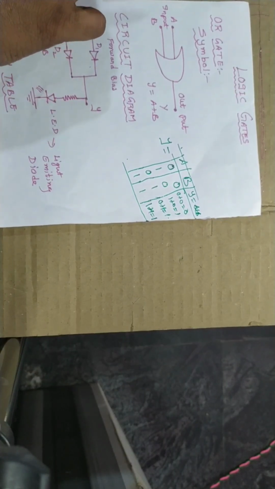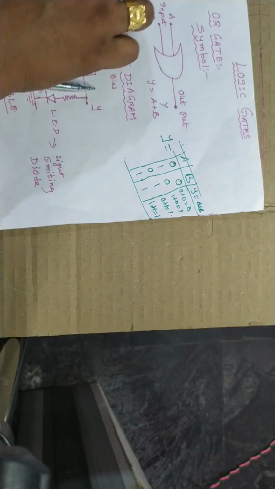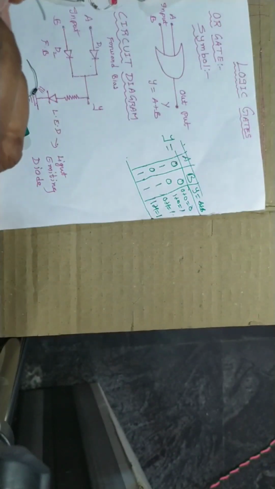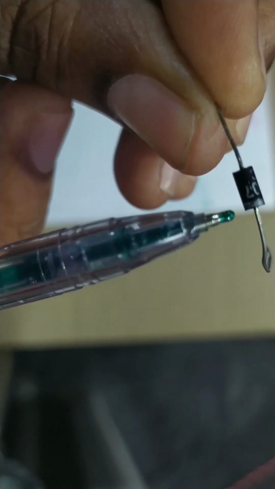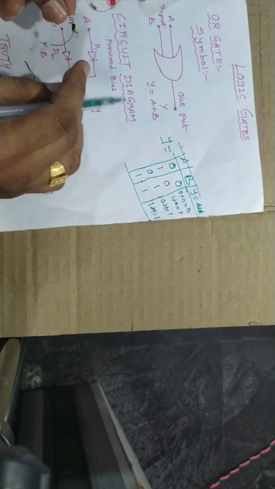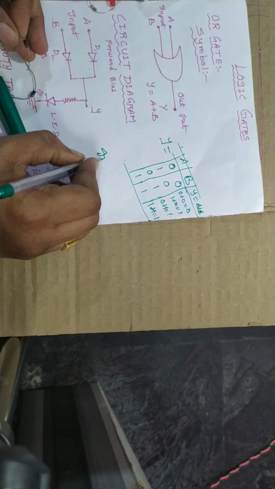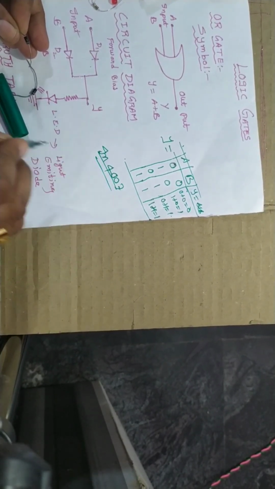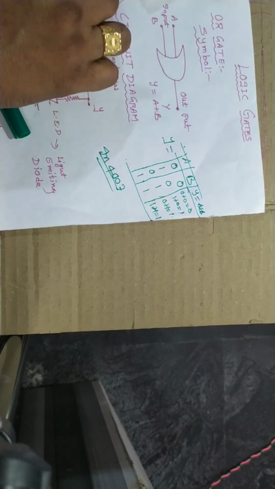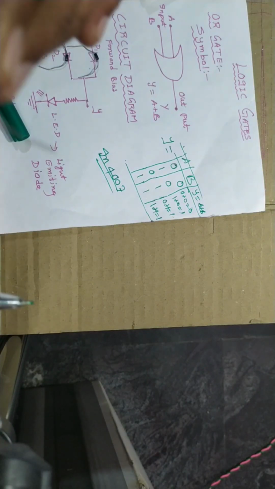So what is a diode? First you see. I took two diodes. In this diode, this is the positive, and the silver line indicates the negative terminal. So this is the negative terminal, this is the positive terminal. This diode number is IN4007. I took two diodes to complete this circuit, and I am also taking one resistor.